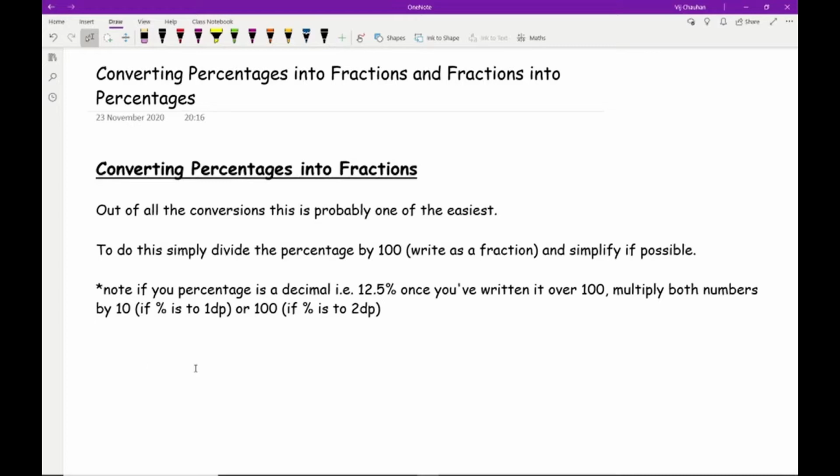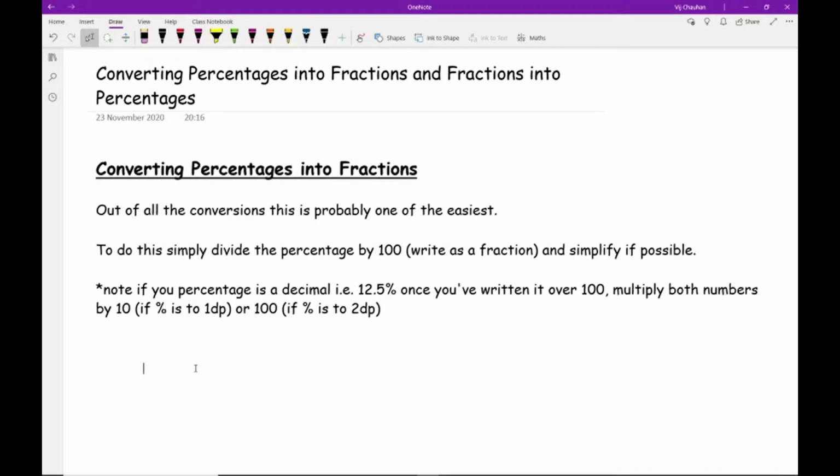To do this, simply divide the percentage by 100, and you want to write that as a fraction, so not using the division symbol, and then simplify if possible. The key thing to note is that when you have quite complicated percentages, i.e. decimal percentages, once you've written this over 100, you'll need to multiply both the numerator and the denominator by 10 if you've got one decimal place in the percentage, or 100 if you've got two decimal places, or 1000 if it was 3, and so on.